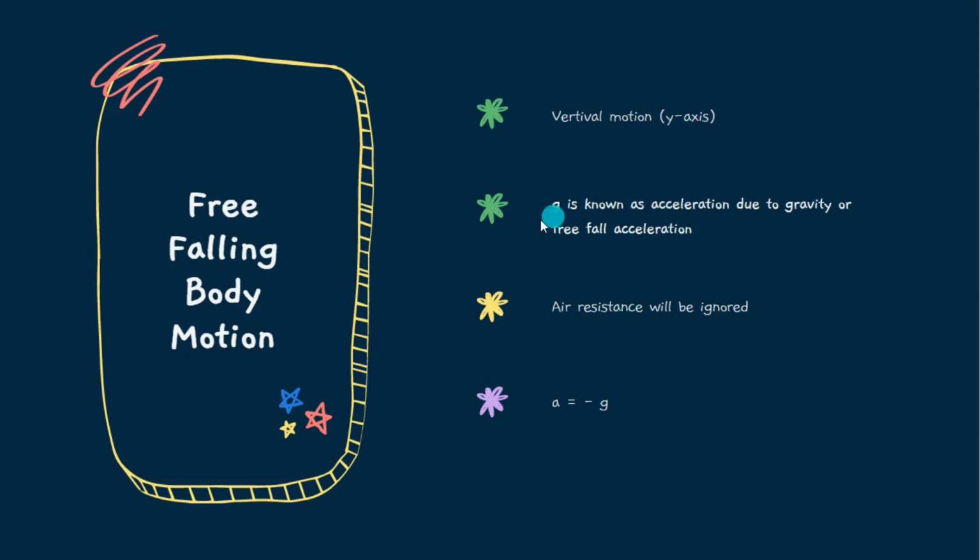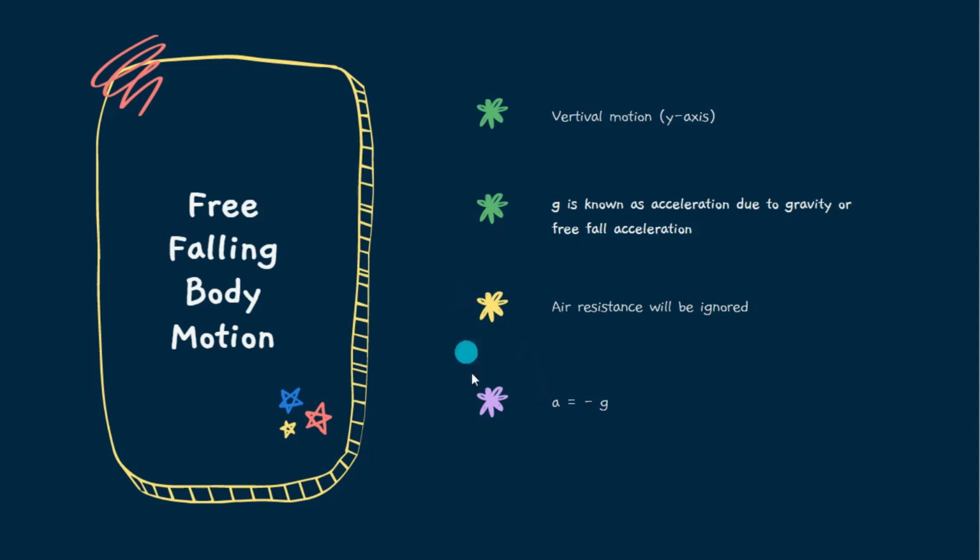Okay, and the second one is g, or gravity, known as acceleration due to gravity or free falling acceleration. So in this subtopic, we use g as the free falling acceleration, which means the acceleration due to gravity. And the third one is that air resistance will be ignored in this subtopic. So in the free falling body motion, we don't care about air resistance.